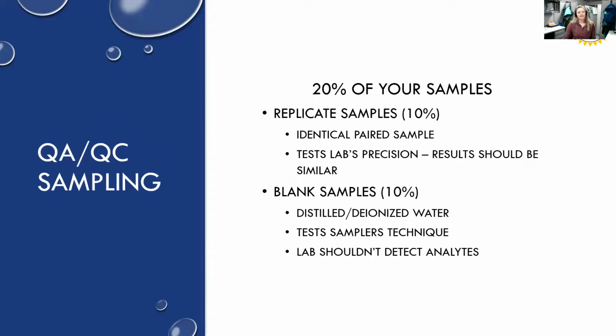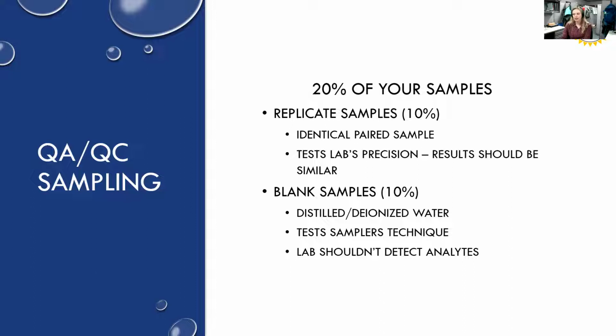So now we have the quality assurance, quality control sampling. That needs to be 20% of your total number of samples. 10% of those, half of it, is replicate samples, and that's just an identical sample. So when you're dunking one bottle, you do another one right at the same time at the same location. This is to test the lab's precision, so the results should be pretty similar within a close range of each other.